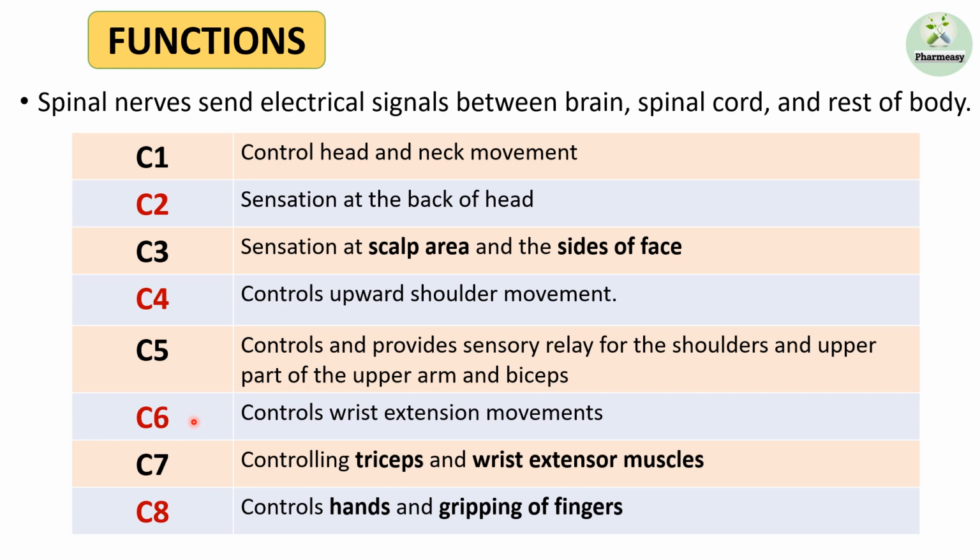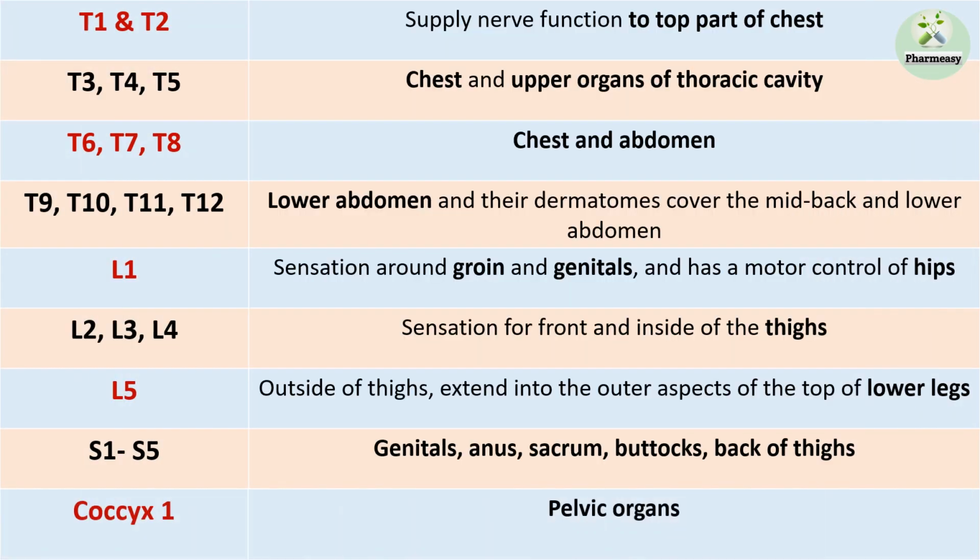C6 nerve controls wrist extension movements. C7 nerve controls the triceps and wrist extensor muscles. C8 nerve controls hands and gripping of fingers. T1 and T2 nerves supply nerve function to the top part of chest.